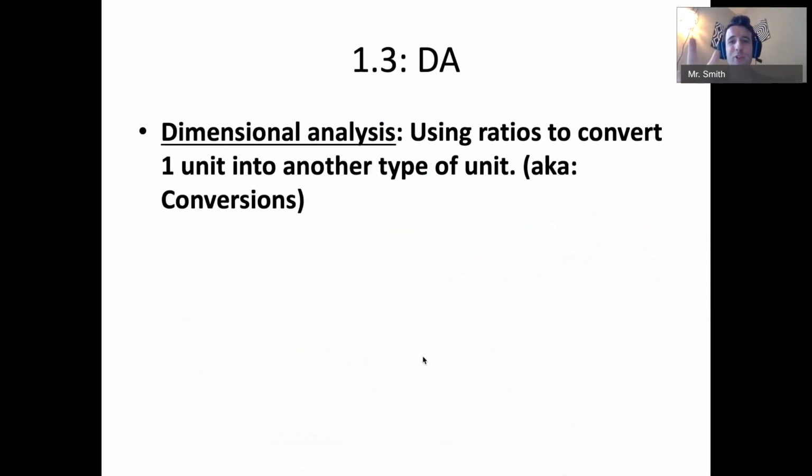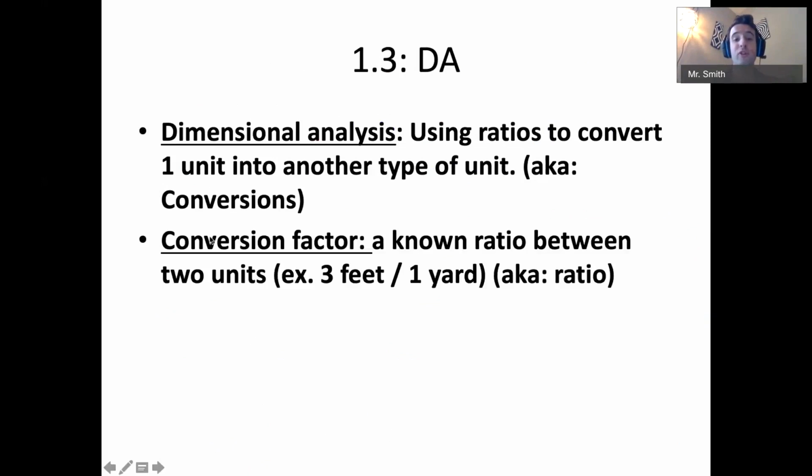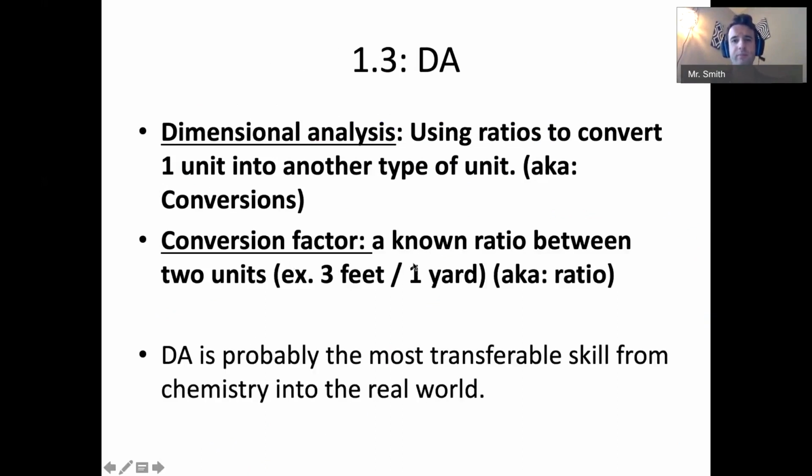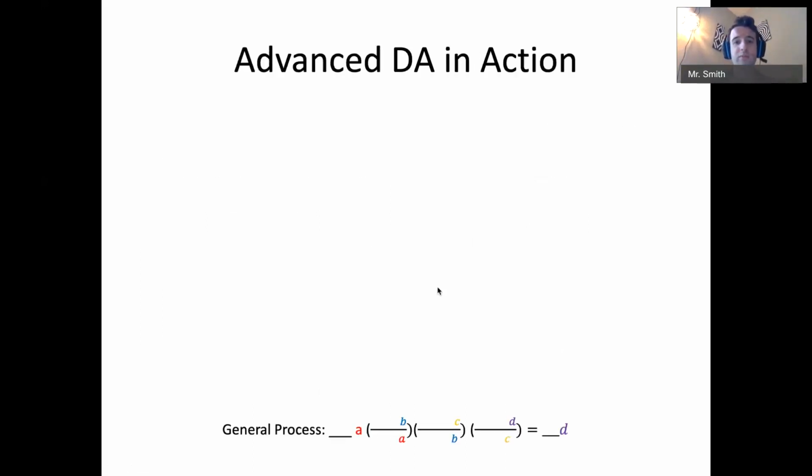Okay, so a couple terms you're going to need to know. First term is dimensional analysis. You can stop rewinding now. Hopefully you have. This is back to notes that you need to know. Dimensional analysis is using ratios to convert from one unit into another type of unit. It's also called a conversion. And then the other term I'm going to use a lot is a conversion factor. It's a ratio. So I put the example of 3 feet divided by 1 yard. It's just another way of saying a ratio. Anytime you see a number on top and a number down below in parentheses, that's a conversion factor. That's what we're talking about there.